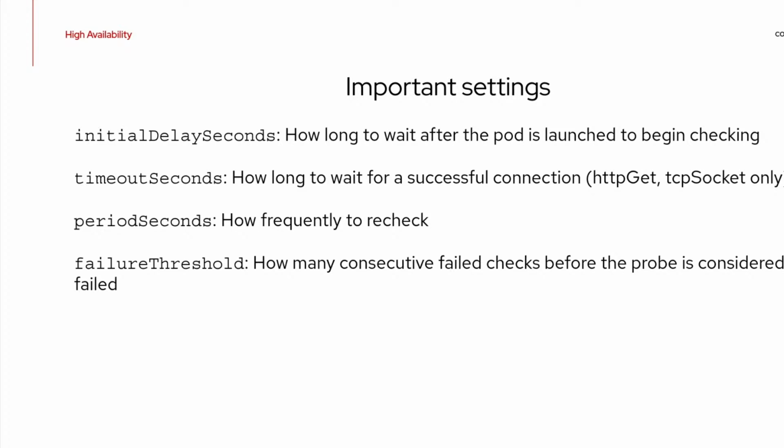Now there are some other important settings when configuring these application probes. Initial delay seconds, which is how long to wait after the pod is launched to begin checking. Timeout seconds is how long to wait for a successful connection. It could be HTTP GET or a TCP socket only. Period seconds, how frequently to recheck for the connection. And failure threshold, which states how many consecutive failed checks before the probe is considered failed.